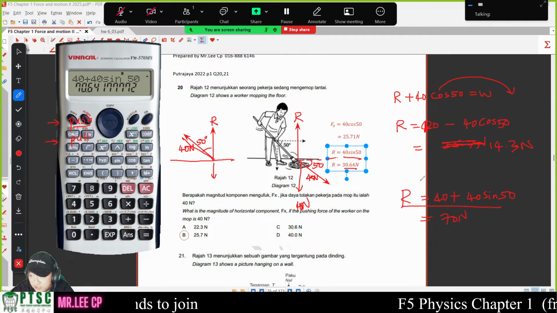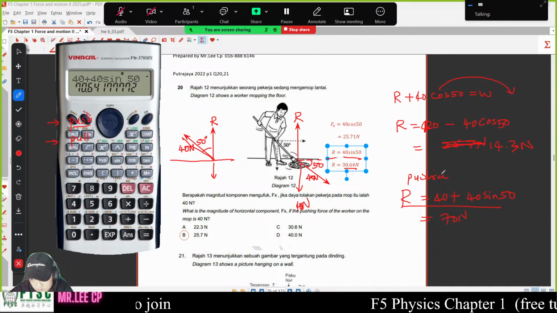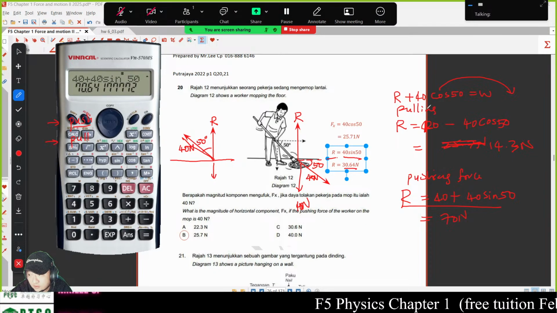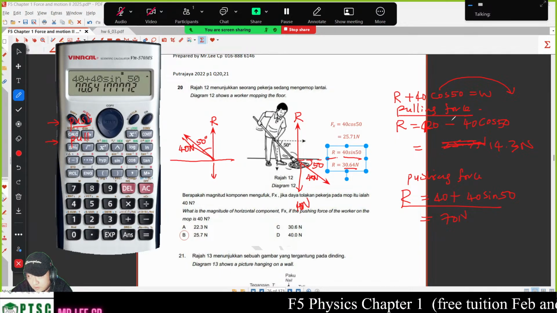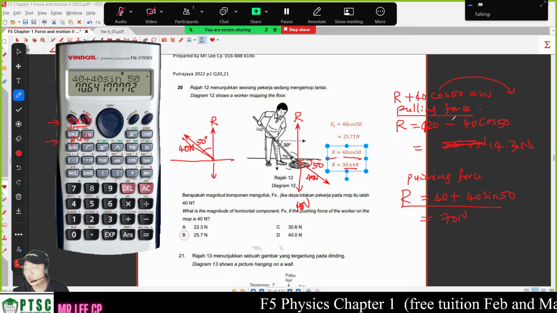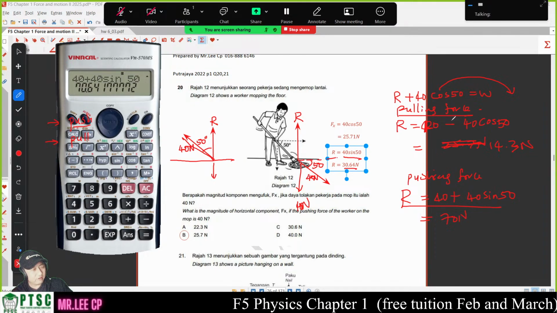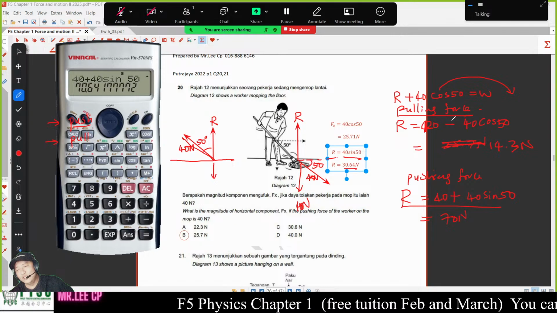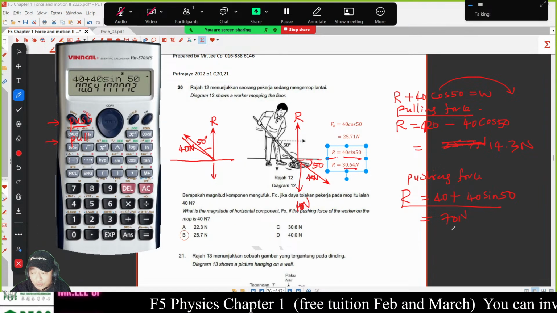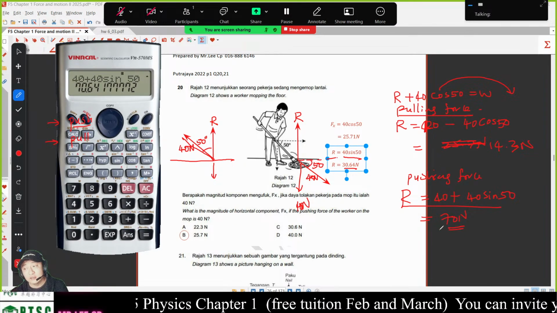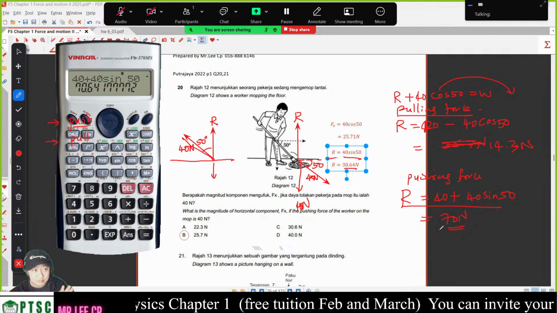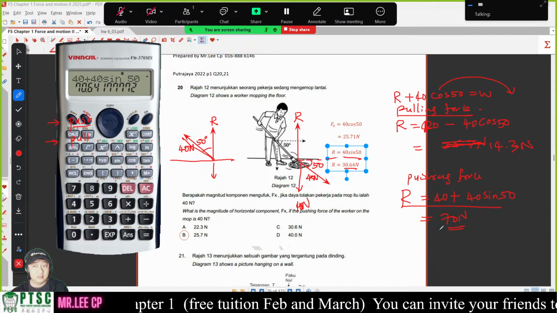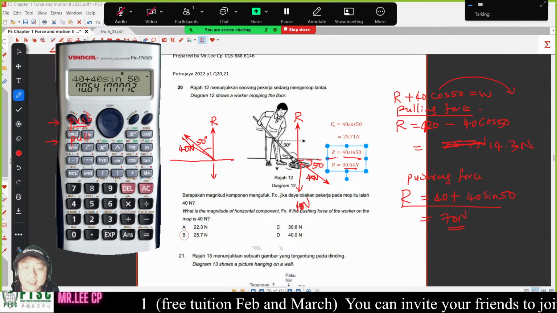This one is your pushing force. This one is the pulling force. You find that for the pulling force, the R is so little, only 14 Newton. So you feel it is very easy to do. You mop the floor very fast, like you are just pulling. But if you are pushing, you feel very tired. Why? Because the force that you use is much higher. That's the difference between pushing and pulling. Okay?